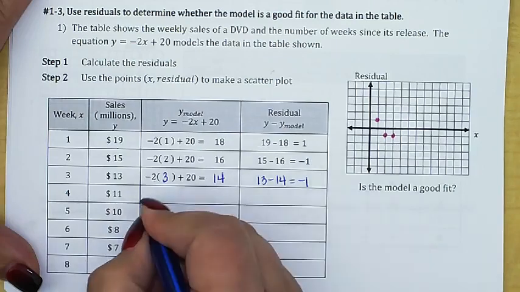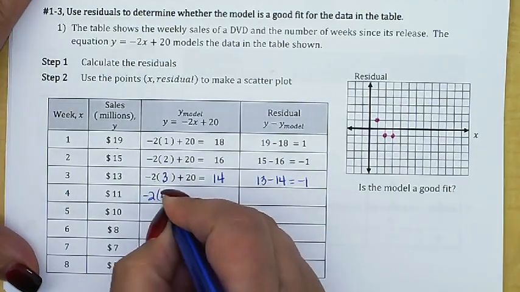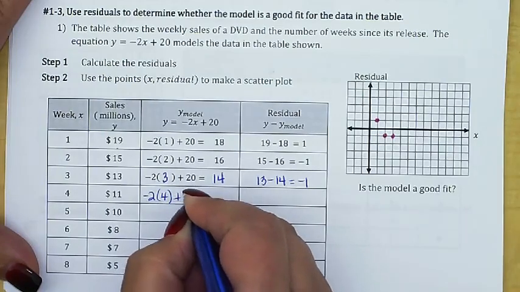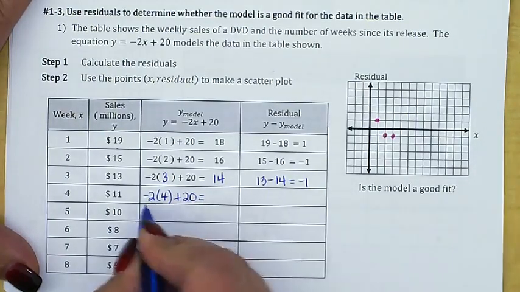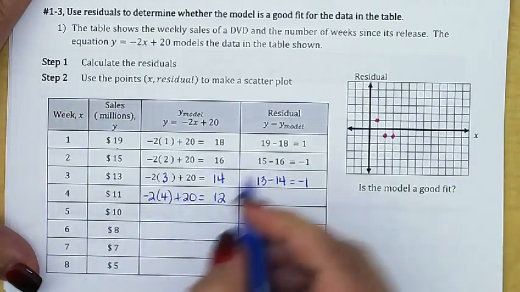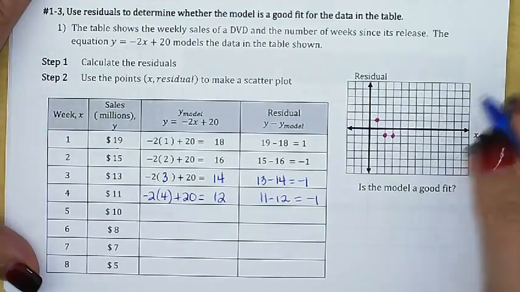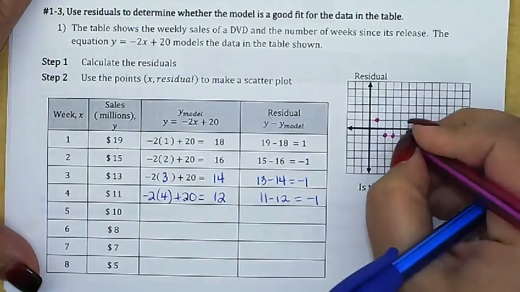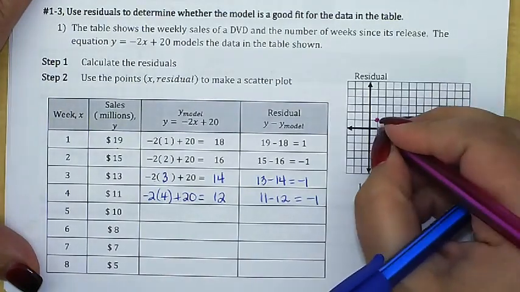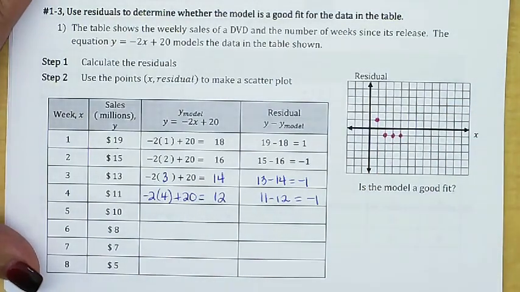Okay. How about this one? The actual point was 11. When we insert a 4 here as our x value, the model predicts that it would be at 12. So we'll do actual minus the model point, and that's another -1. So at x equals 4, the residual is -1.